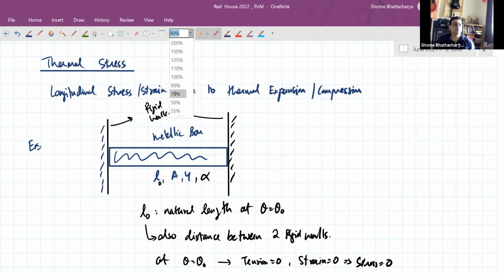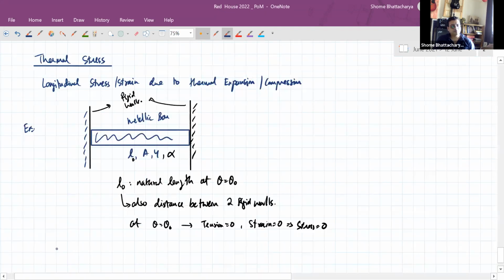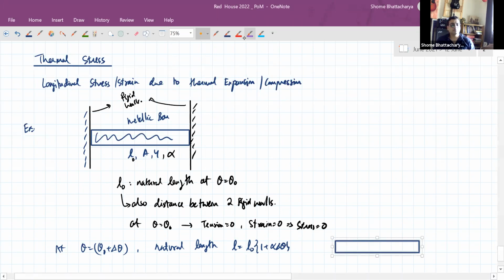Now suppose we start increasing the temperature. The natural length of the rod would have become L naught (1 plus alpha delta theta). But because of the rigid walls, it is now subject to a compressed state, having still that length equal to L naught only, because the walls will not allow it to move.